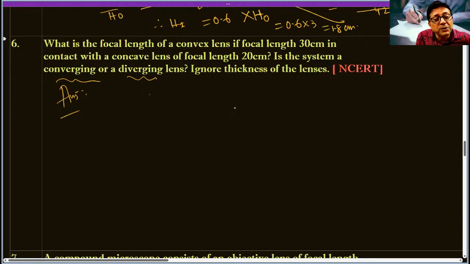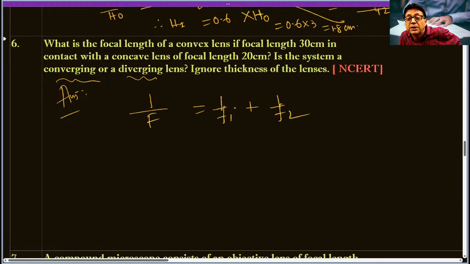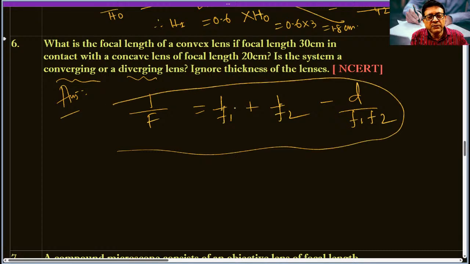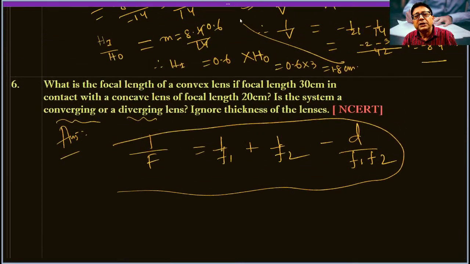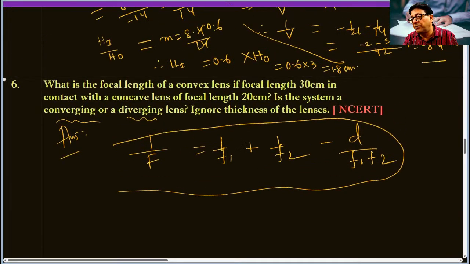So the combination formula is in use. 1 by f equal to 1 by f1 plus 1 by f2. If distance is also given, then plus d by f1 f2. Probably we did not derive or work it before, I am telling you today only. No problem. If the separation is D, then use this formula and preserve the signs. For concave, it is negative. For convex, positive.